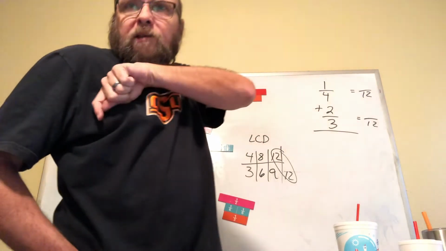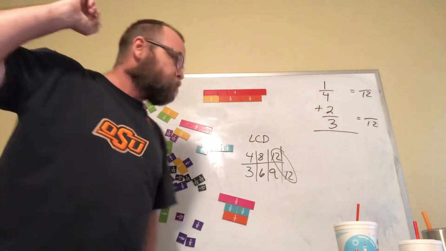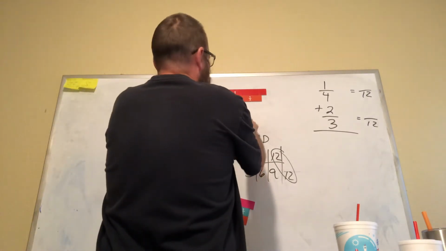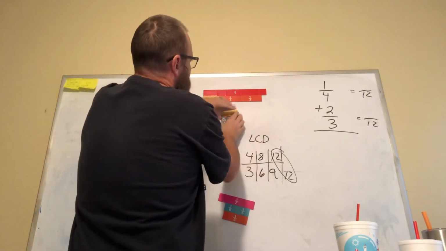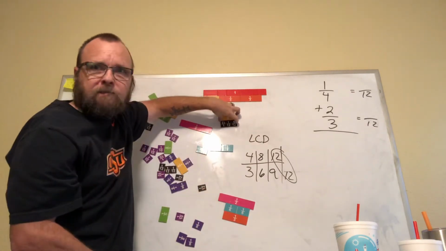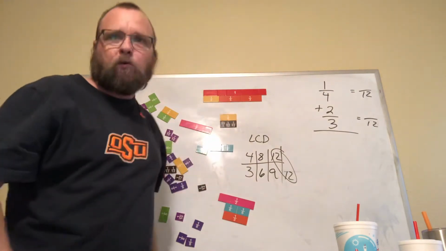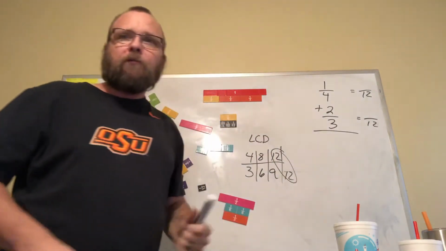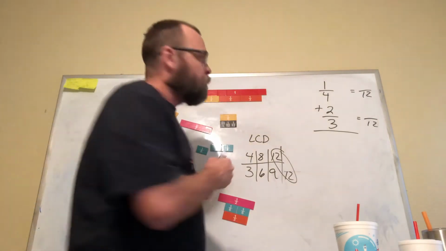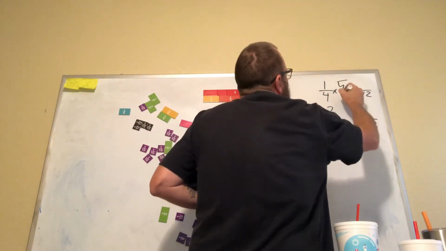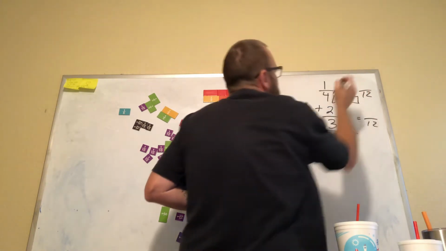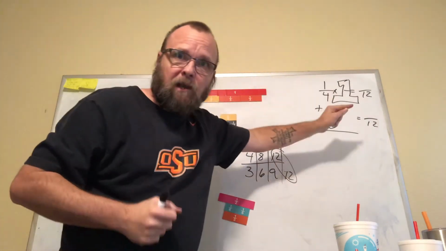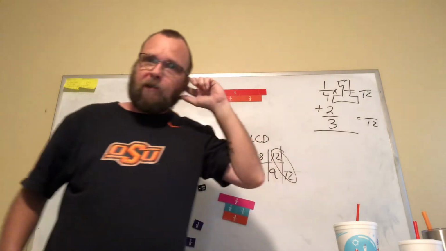All right, so we have these denominators of 12. I need to change 1/4 into something that equals 12 without changing the value. Now, if I have my pieces, I can see that 1/4 equals 3/12. If I don't have my pieces, I need to multiply 1/4 by a fraction that equals 1, so a fraction that has the same numerator as denominator. What did I multiply by 4 to get 12?